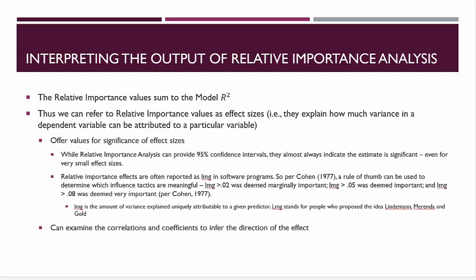Hence, the relative importance values tell us how much of the variance in the dependent variable can be attributed to particular predictor variables. Now, the relative importance analysis can be specified to include p-values and confidence intervals. So we can infer statistical significance using those. The problem is that the standard error is very, very small when we're performing relative importance analysis, and therefore almost everything comes up as being significant.